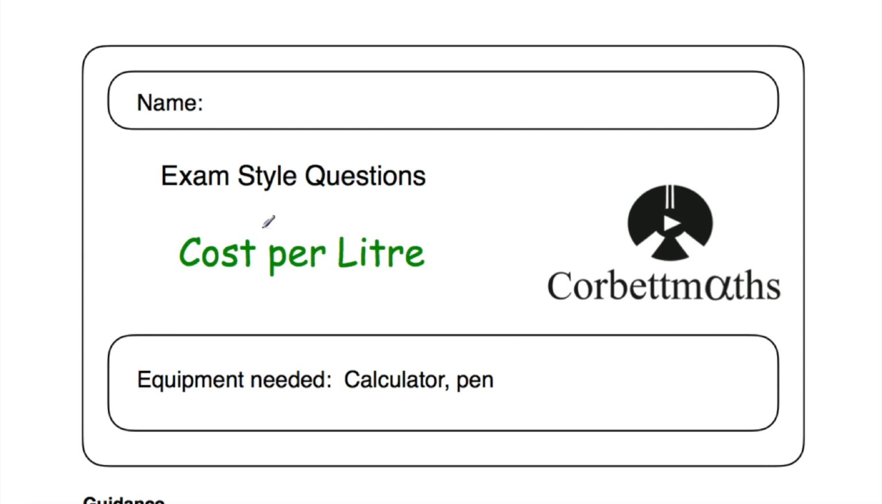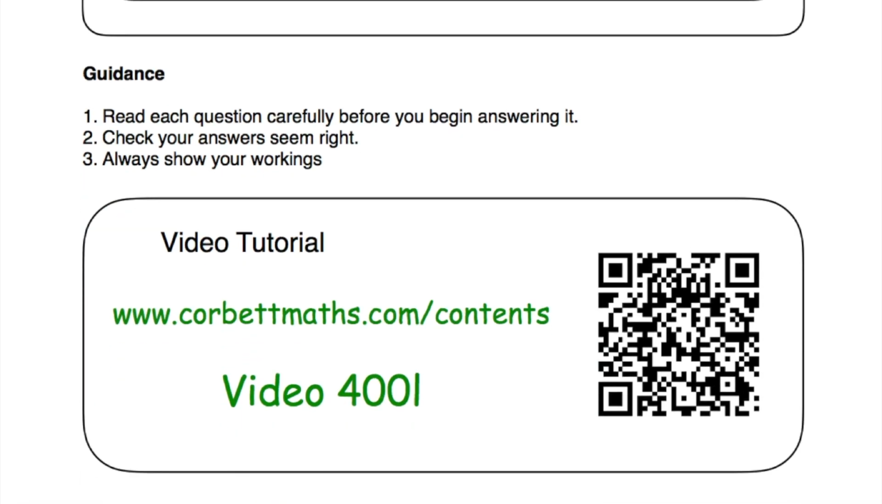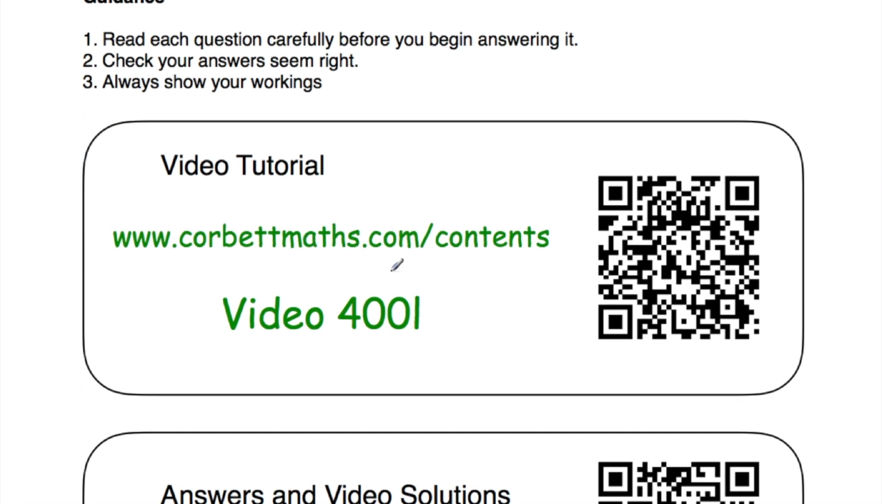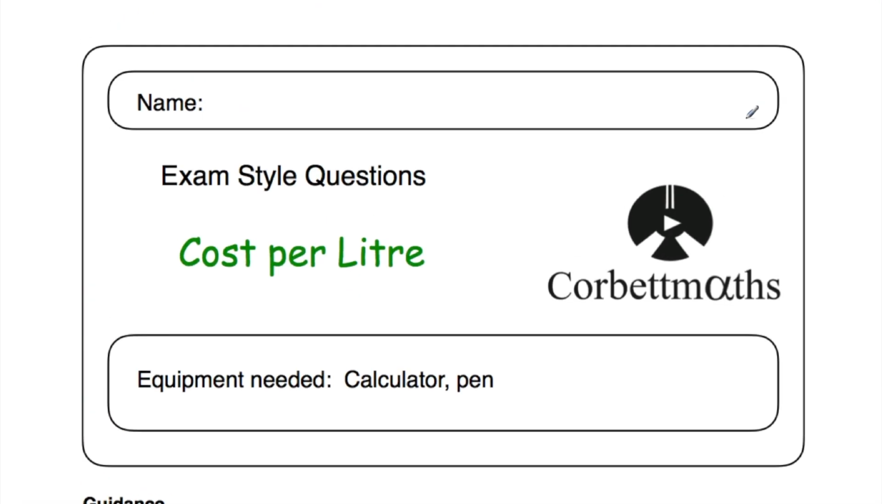In this video, we're going to go through the video solutions to the cost per litre practice questions. If you need any extra help on cost per litre, go to corbettmaths.com/contents and scroll down to video number 400L, where there's a video tutorial on working out how to do questions with cost per litre involved. Alternatively, you can scan this QR code. But in this video, we're going to go through the video solutions to the practice questions, so let's get started.